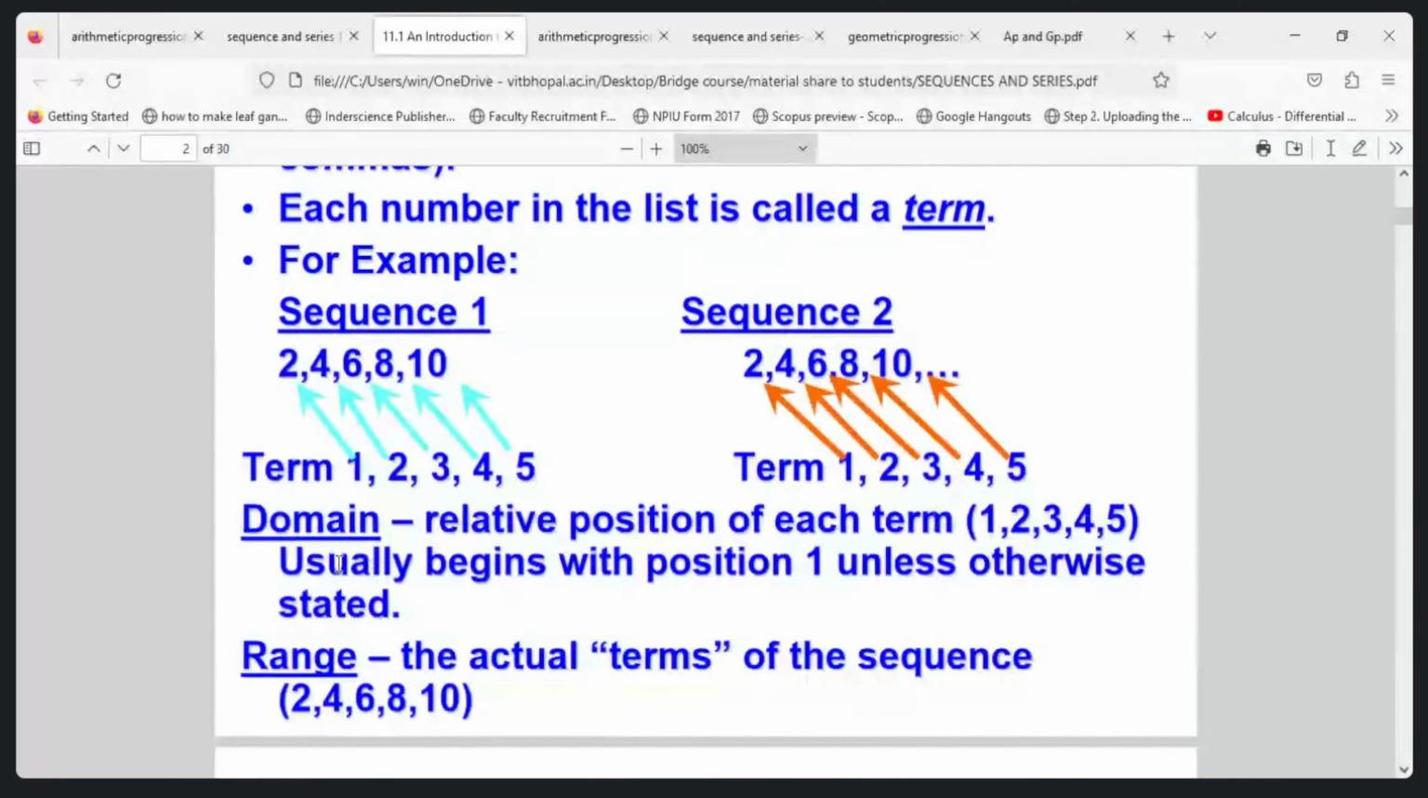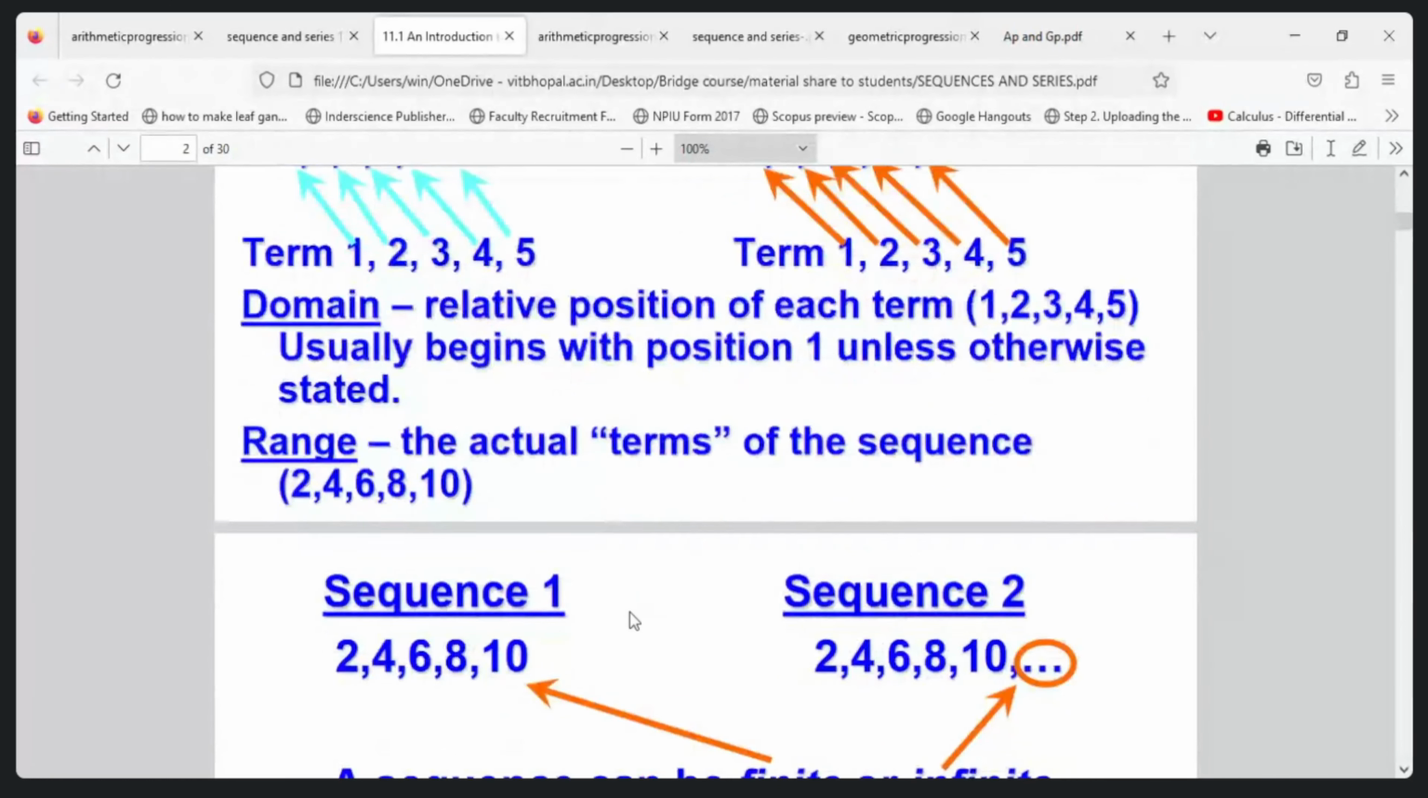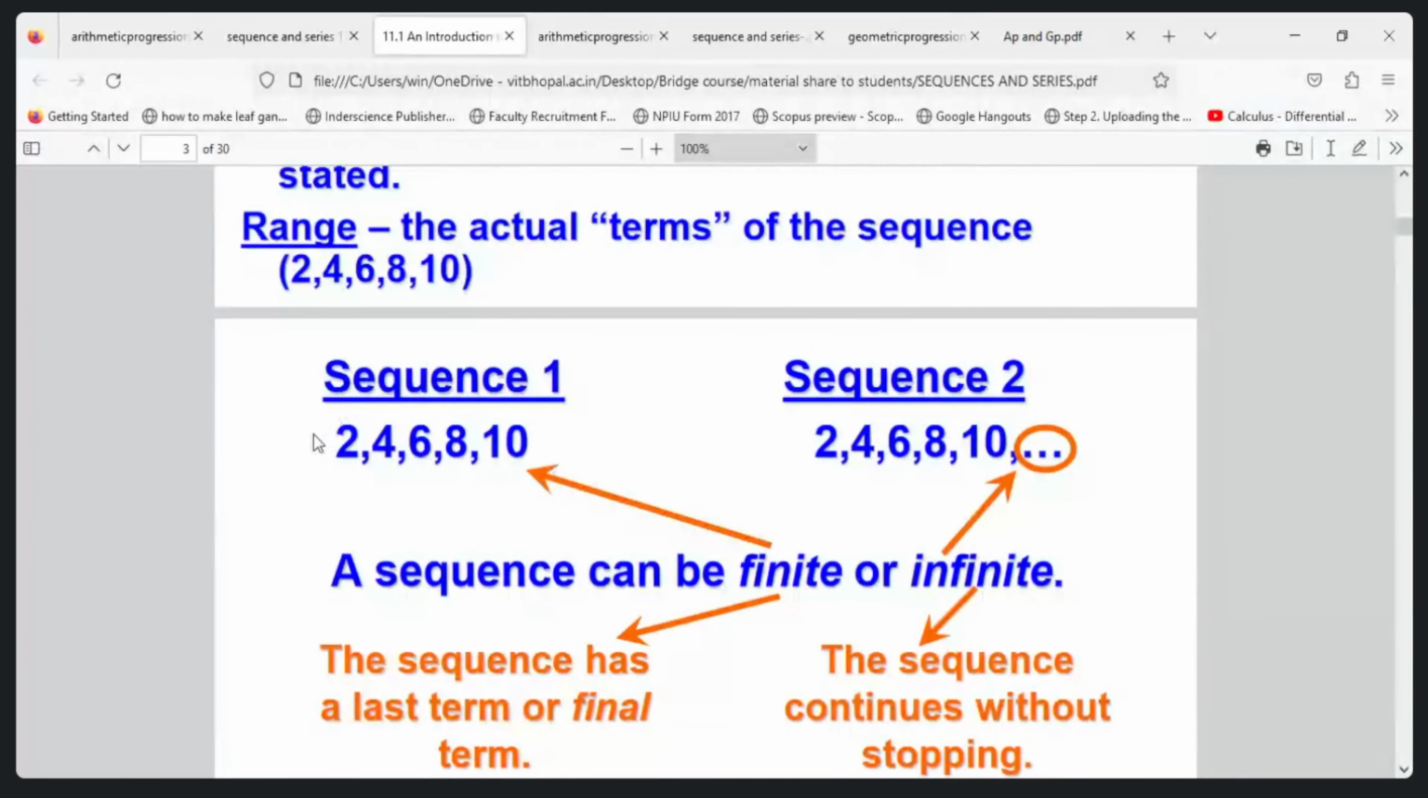Then I want to tell you how we can define the term, where the term belongs. The relative position of each term 1, 2, 3, 4, 5 usually begins with position 1 unless otherwise stated. Range means the actual terms of the sequence. Here the range is 2, 4, 6, 8, and 10. That means sequence 1 and sequence 2. Now I already defined infinite and finite.